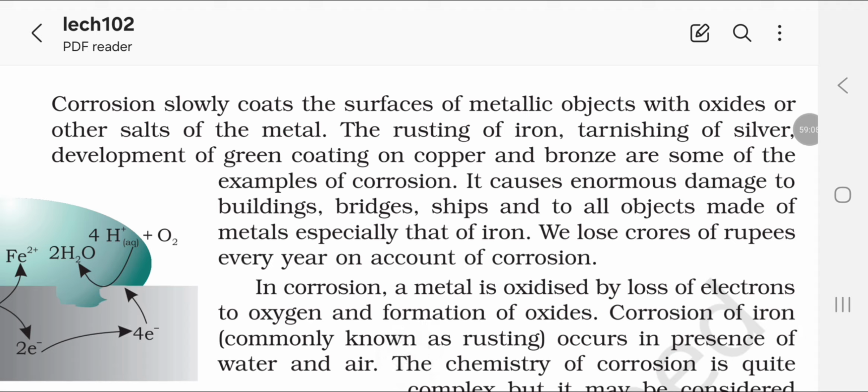Corrosion slowly coats the surface of metallic objects with oxides or other salts of the metal. The rusting of iron, tarnishing of silver, and development of green coating on copper and bronze are some examples of corrosion. It causes enormous damage to buildings, bridges, ships, and to all objects made of metal, especially that of iron. We lose crores of rupees every year on account of corrosion.